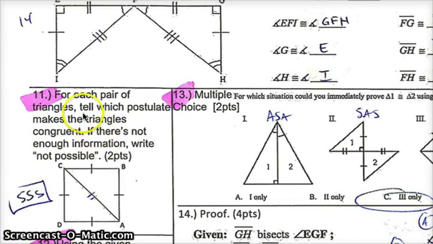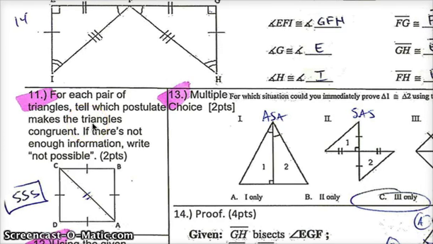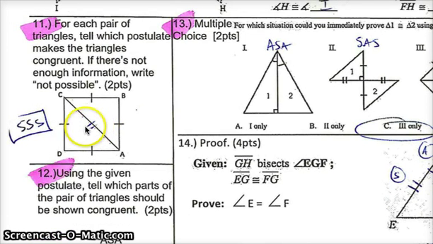Question number 11. For each pair of triangles, tell which postulate makes the triangles congruent. If there's not enough information, write not possible. So you have a square here, or I guess we can call it a rhombus because we don't know what the sides are, all the angles are right angles. You have your reflexive, so you do side, side, side.